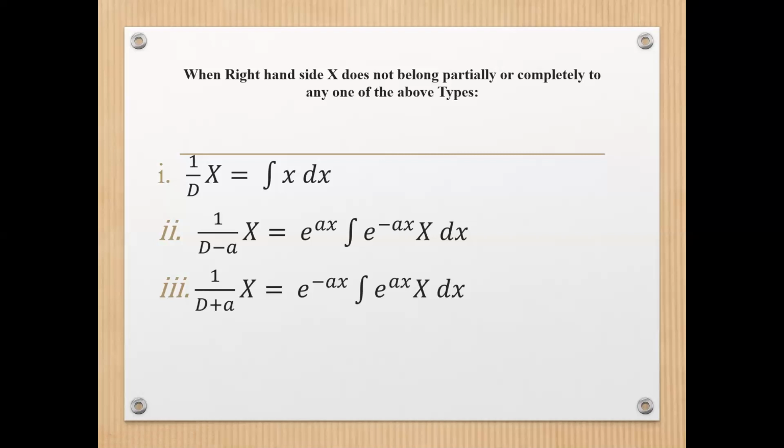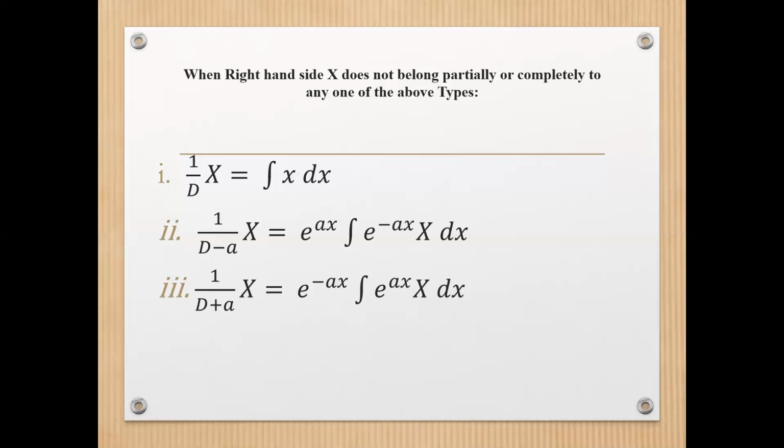Now, there are some problems whose right hand side does not belong partially or completely to any one of the above 5 types. At that time we have to solve such a linear differential equation by using the methods we will give in this lecture. For that method, we require some important formulas, mainly two formulas which are very important. You must remember these two formulas in order to solve the next example, whose right hand side does not belong partially or completely to any one of the above types.